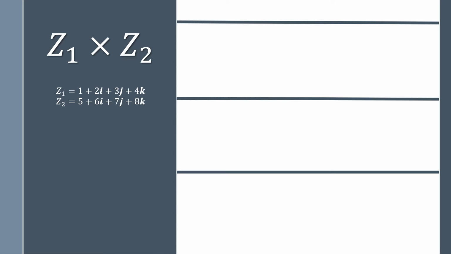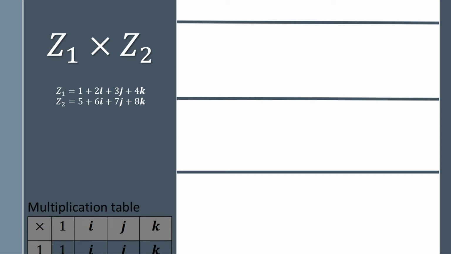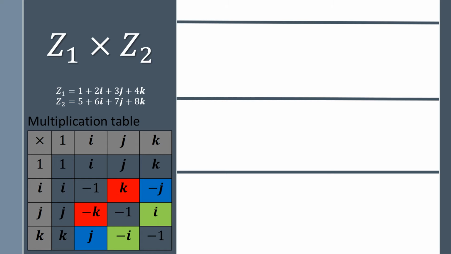So let's try some multiplication. So we're going to have z1 times z2. z1 will equal 1 plus 2i plus 3j plus 4k. z2 is going to equal 5 plus 6i plus 7j plus 8k. Let's use our multiplication table to help us out. And here we'll have z1 times z2.